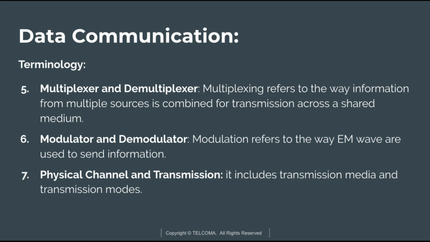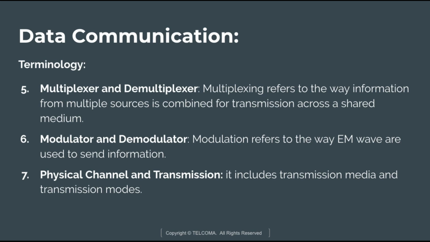Next is multiplexer and demultiplexer. Here the multiplexing refers to the way information from multiple sources is combined for transmission across a shared medium, and in demultiplexers these combined signals are separated and sent to the different destination. Then is modulator and demodulator. Here the modulation refers to the way EM waves are used to send information, that is the low frequency message signal is imposed over the high frequency carrier signal and transmitted to a longer distance, and at demodulator this message signal is separated from the carrier signal.